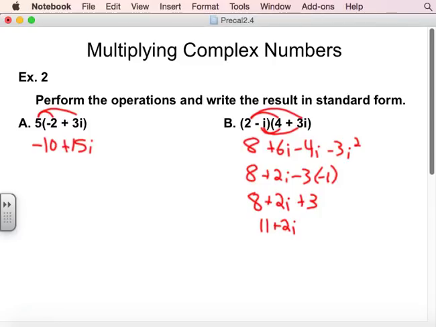Anytime you add, subtract, multiply or divide complex numbers, your answer should be able to be written as a complex number. Okay, so we should always be able to write it in the form a plus bi. So here's our answer for that one, 11 plus 2i. All right, you guys do the U-tries down at the bottom. Remember, if you get an i squared, just change it into a -1.